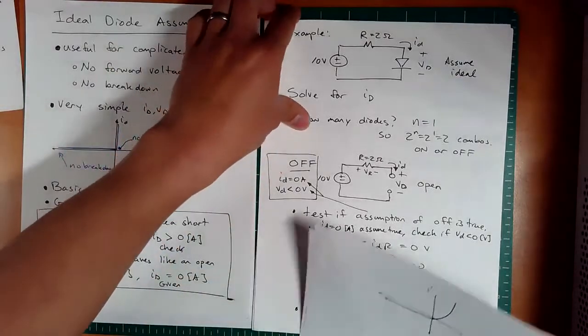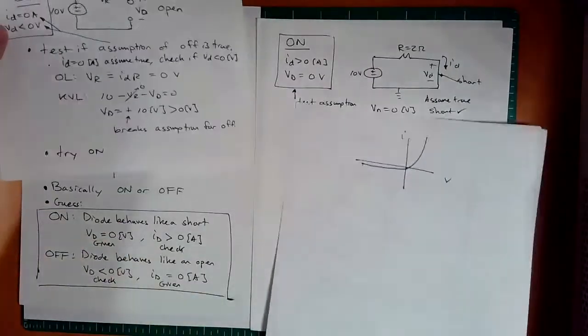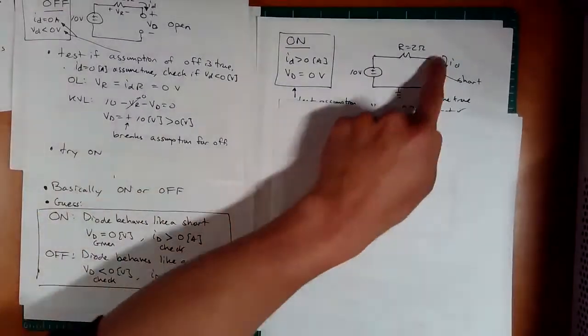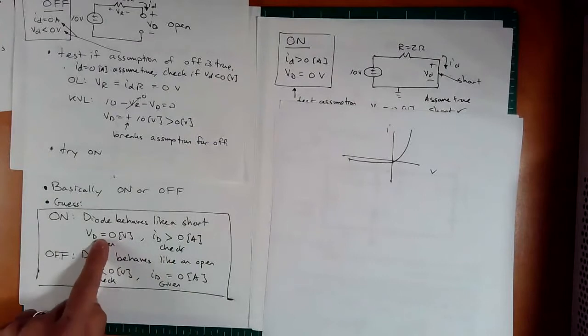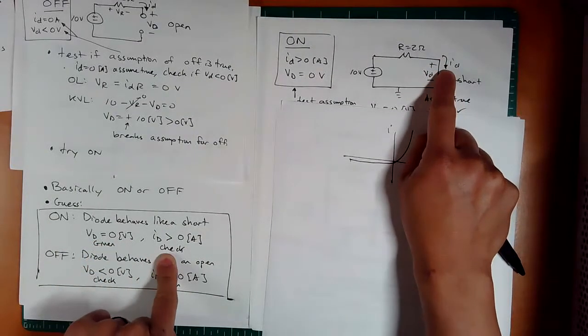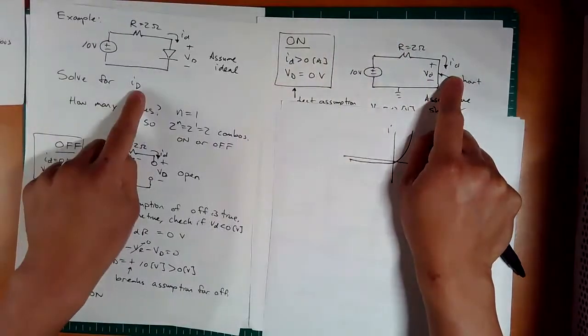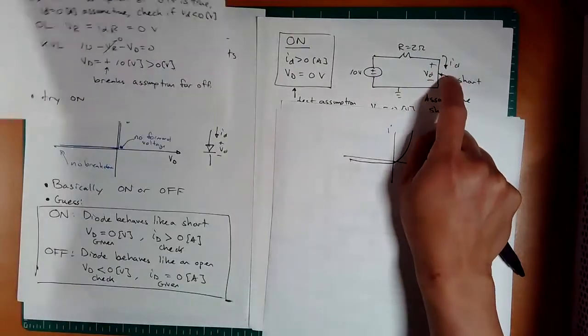Good. So let's go to the next one. If it's on, what are we going to do? We are going to assume that it is a short. And now we've got to check. We will assume that it's 0 volts across here, but we will need to check: did we get positive current? If we got positive current, that is the correct state, and then we can answer the question, which is, what is the current in this correct state?